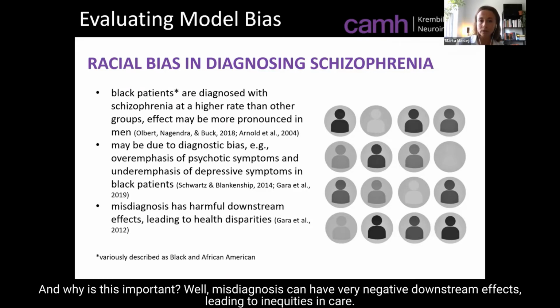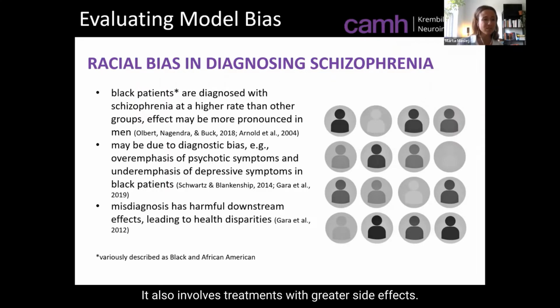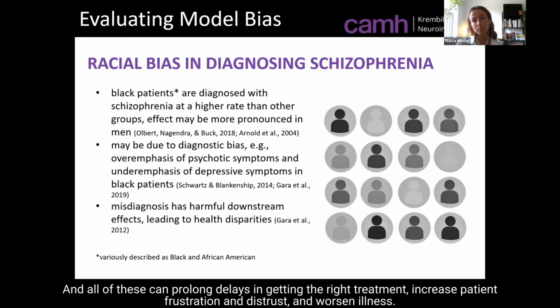And why is this important? Well, misdiagnosis can have very negative downstream effects, leading to inequities in care. Schizophrenia is a more serious and stigmatized illness than affective disorder, and it has a poor prognosis. It also involves treatments with greater side effects. And all of these can prolong delays in getting the right treatment, increase patient frustration and distrust, and worsen illness.